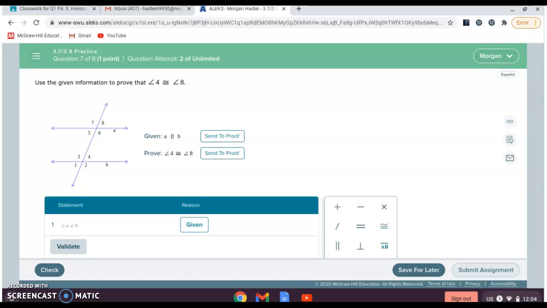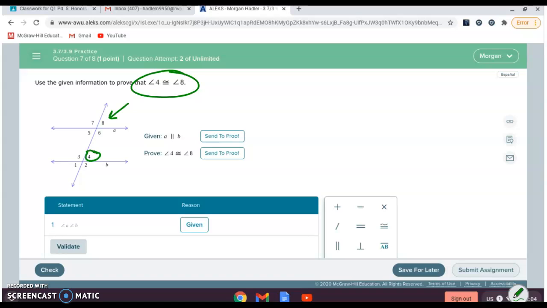Okay, so looking at this problem, number 7 here, what we want to be able to do is, they want us to prove that angle 4 is congruent to angle 8. So we've got angle 4 here, and we've got to get to angle 8.